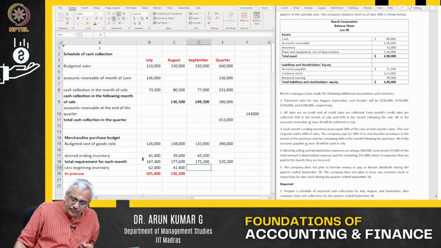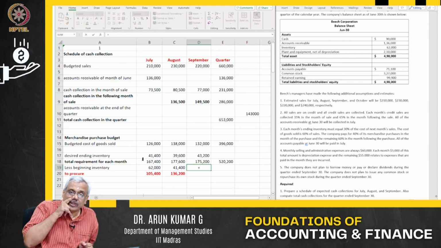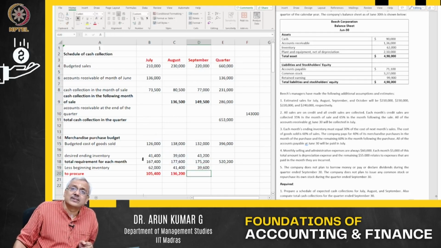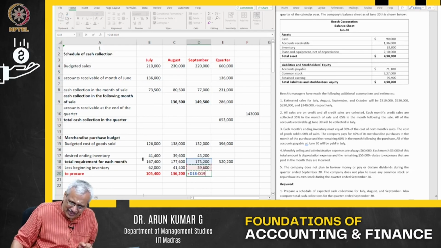If I look at the beginning inventory for the month of September, what is the ending inventory for the month of August? Beginning inventory. How much do I need to procure? This is the total requirement. This I already have in the inventory, and this is all I have to procure.